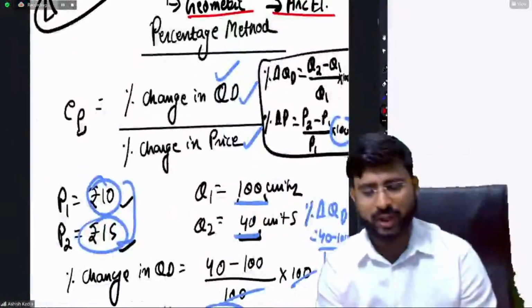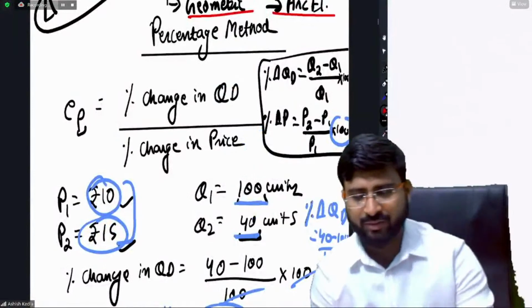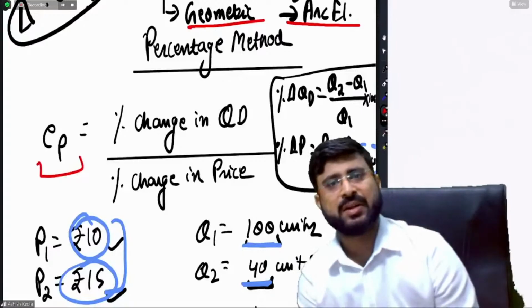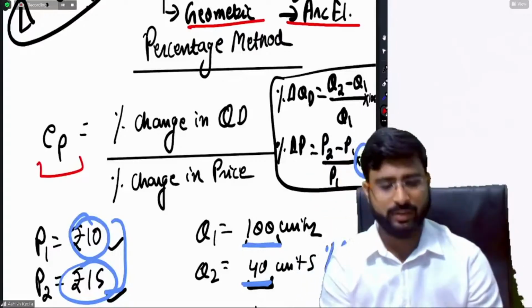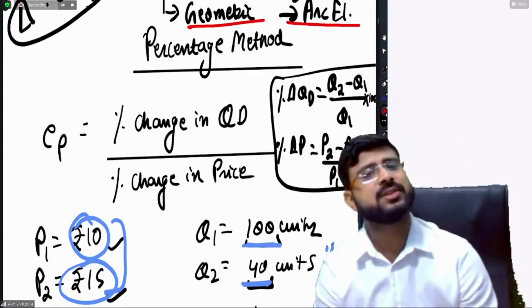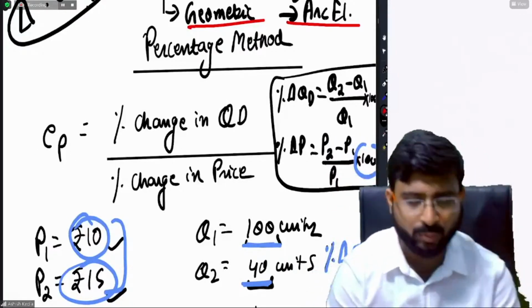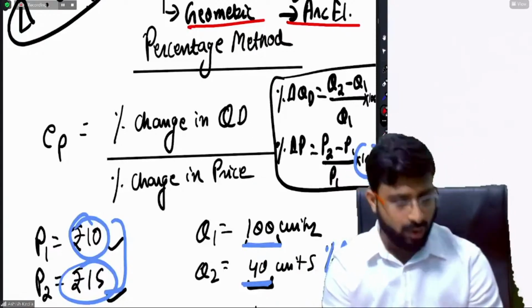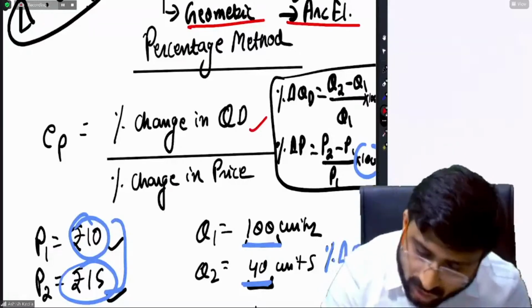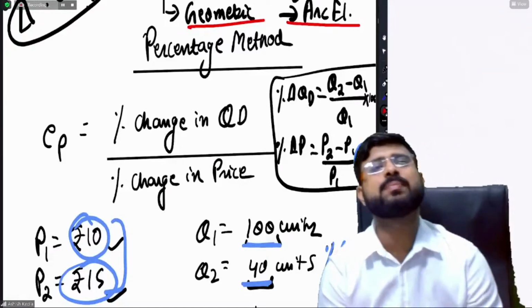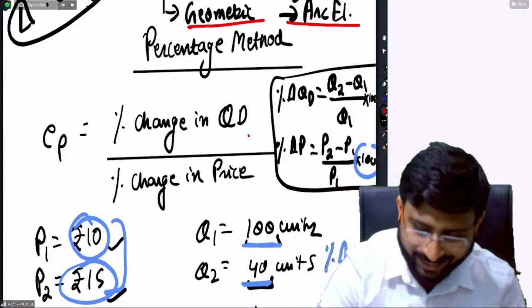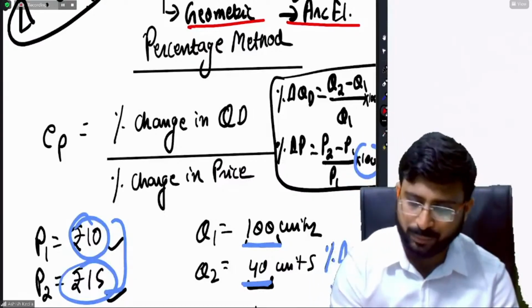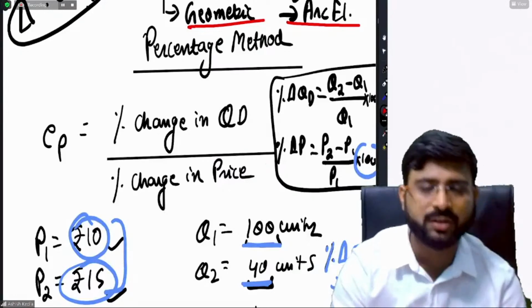Sir, how do we calculate demand under the percentage method? Now everyone note down this formula. EP means price elasticity of demand. And what is the formula of EP? Percentage change in quantity demanded divided by percentage change in price. Everyone, the formula of EP is percentage change in quantity demanded divided by percentage change in price.